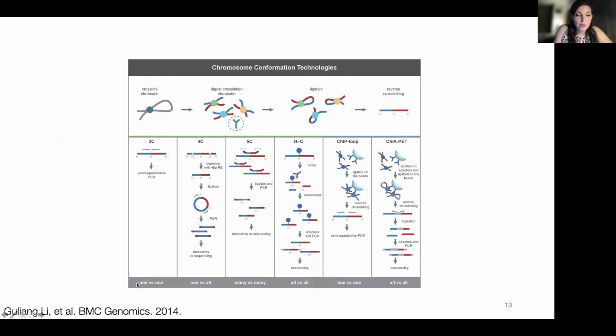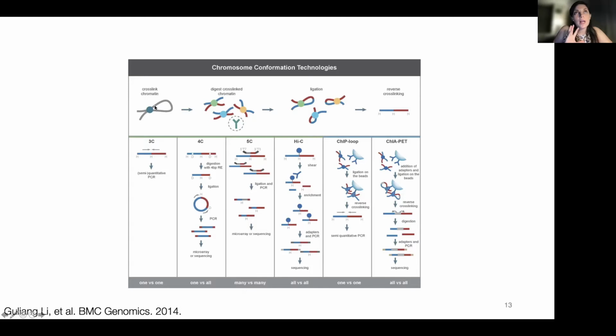Down here on the bottom, I'll just draw your attention to the real difference, which is how many of the interactions we're seeing. So 3C is a 1 versus 1, just looking at one area of the genome. And then 4C is looking at one area of the genome, but then seeing what all it touches. And then 5C is many versus many. So it's targeted and it's not just the one region, but it's not genome wide. But Hi-C is the whole genome correlated with the whole genome. So it's very high resolution.